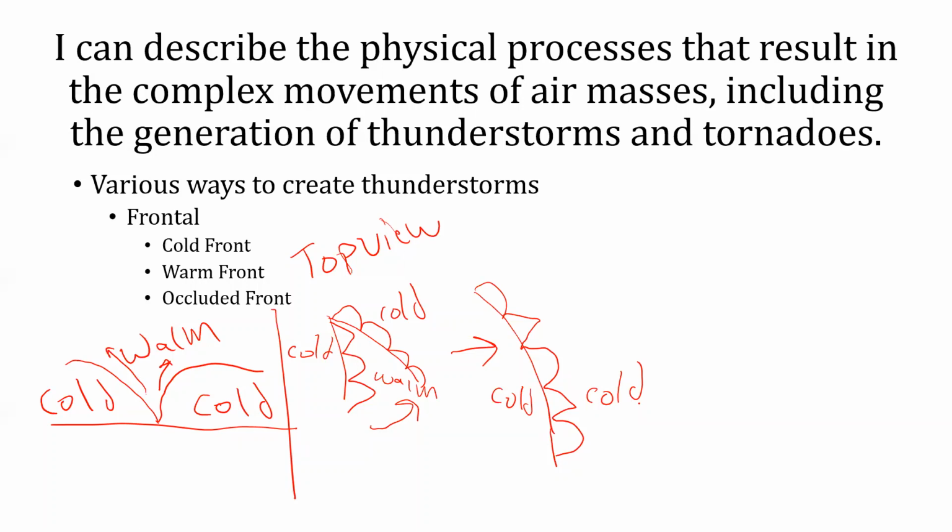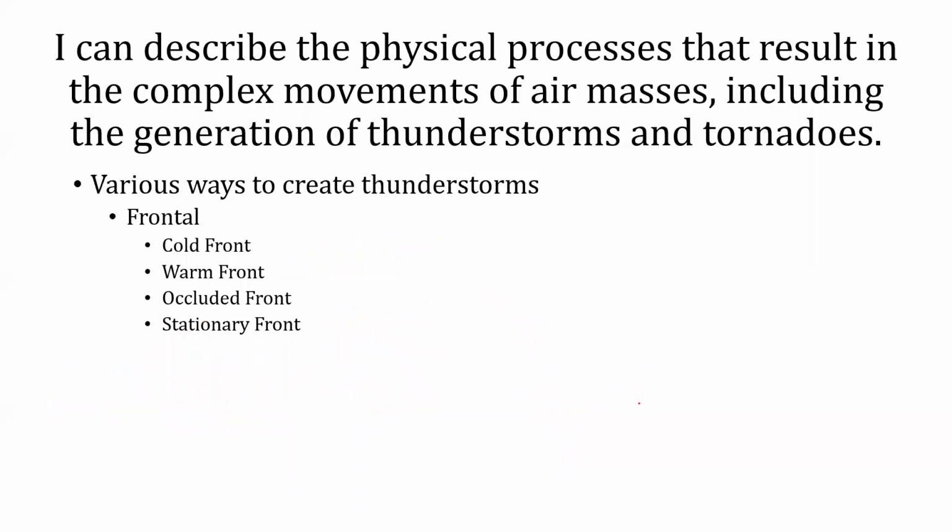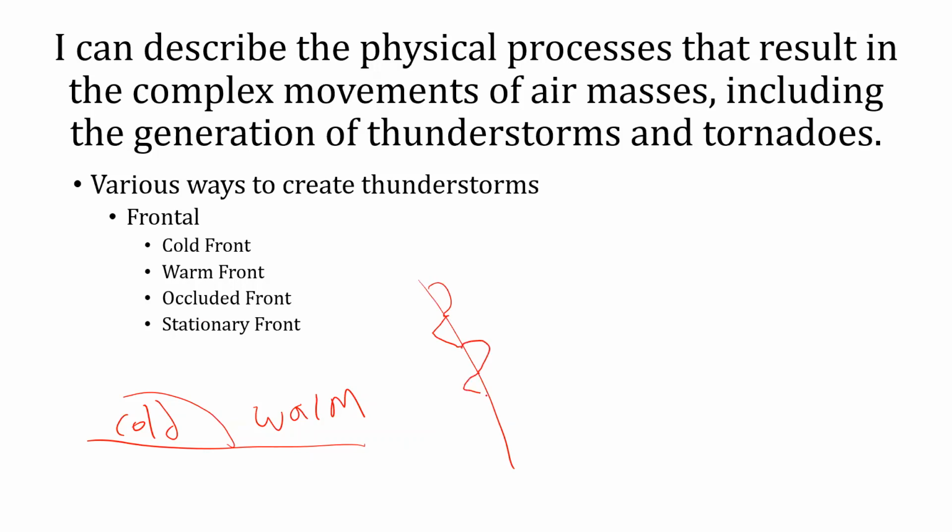The final type of front is the stationary front, and in a stationary front, I could draw either a warm front or a cold front. It doesn't really matter. The difference is that there's no motion this time. The air isn't moving at all. The symbol there is this one. So there's just no relative motion between the cold air and the warm air in this case.